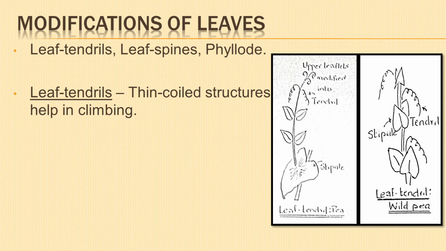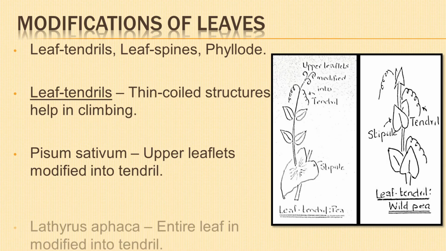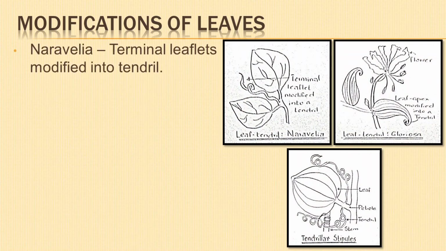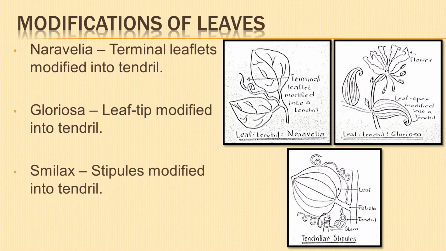In Pisum sativum, the upper leaflets are modified into tendrils, while the entire leaf is modified into a tendril in Lathyrus aphaca. Terminal leaflets in Naravelia and leaf tip in Gloriosa are modified into tendrils. In Smilax, the stipules are modified into tendrils.